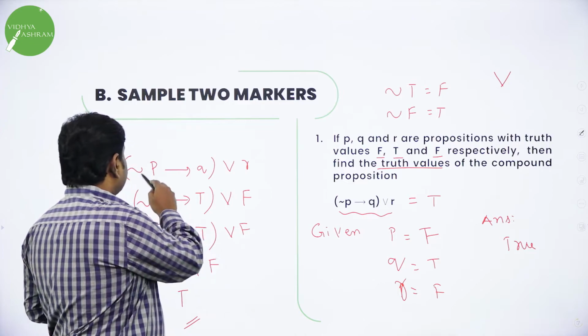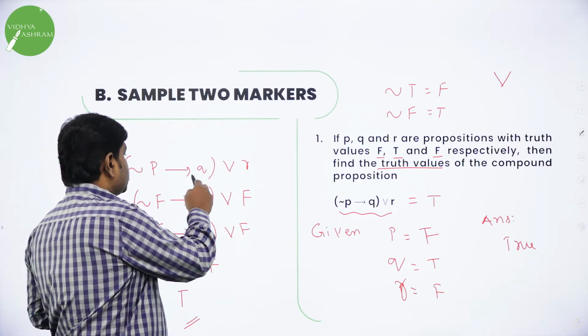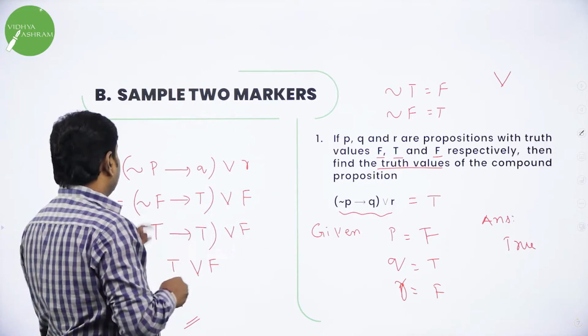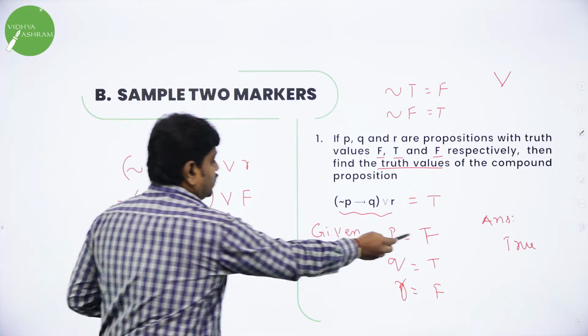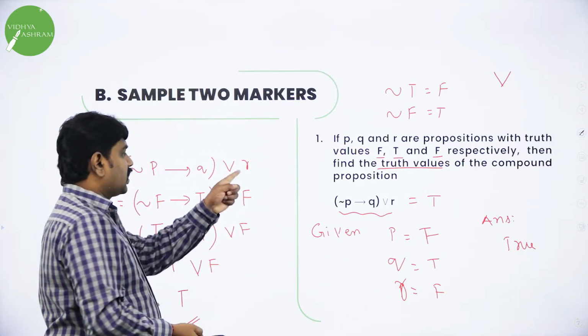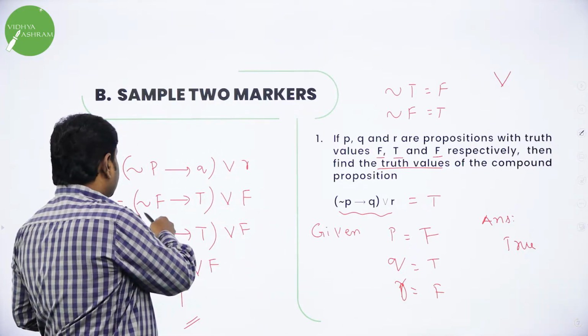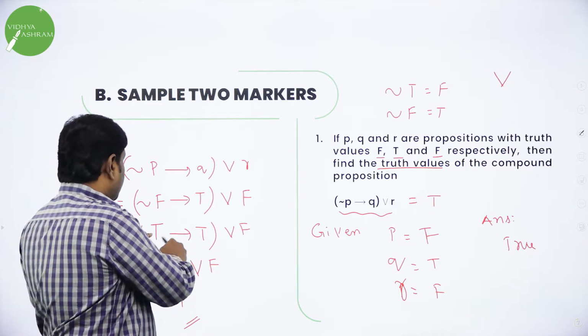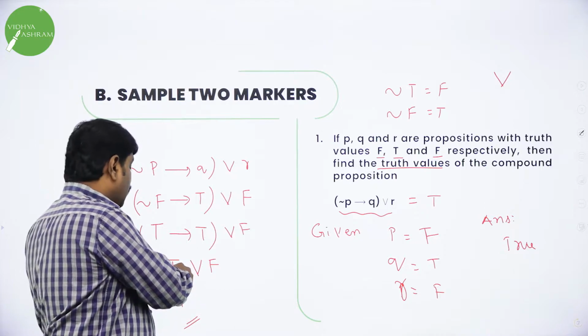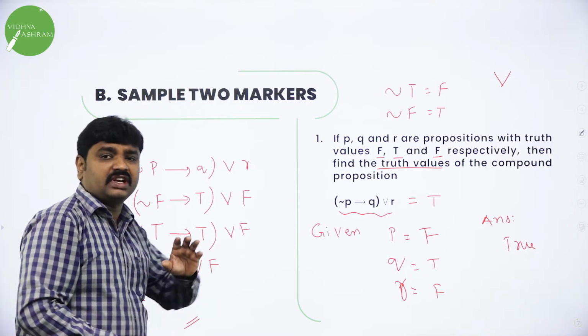Repeat. Negation of P implies Q or R is given. They want the truth value of this whole. P they give false, so I am writing P as false. Q they give true, I am writing Q as true. R they give false, I am writing it. Now negation of false is true, and true implies true is true. True implies false becomes what? True. True or false becomes what? True. So the final answer is true.